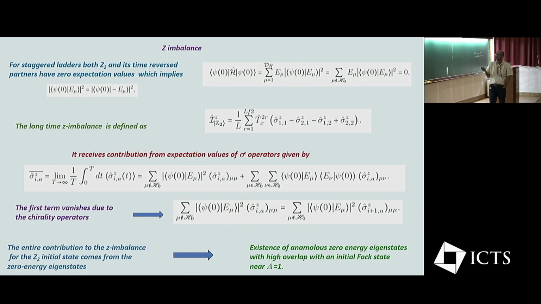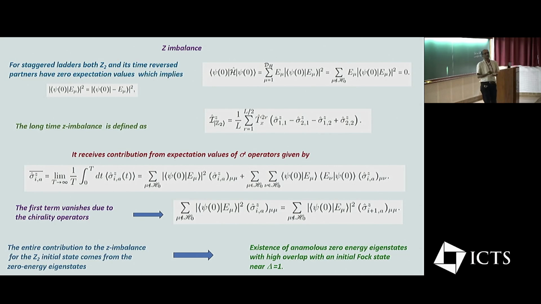The point is then that you can show that this, combined with the sign structure, essentially tells you that any contribution to this imbalance operator from the finite energy states just goes to zero. And the entire contribution comes from the zero energy state.